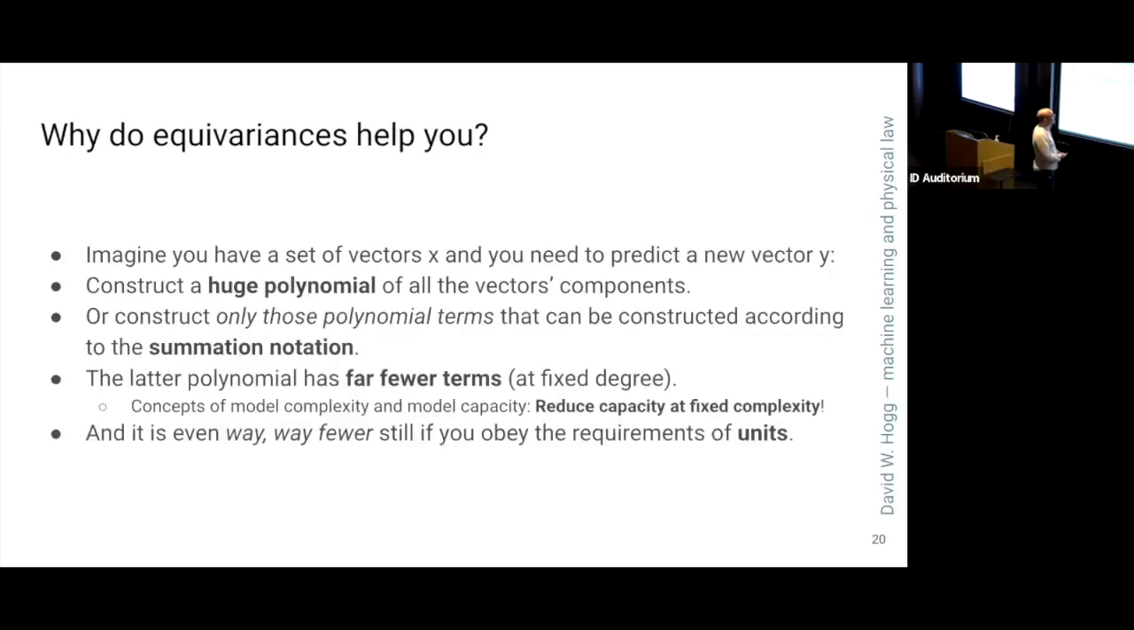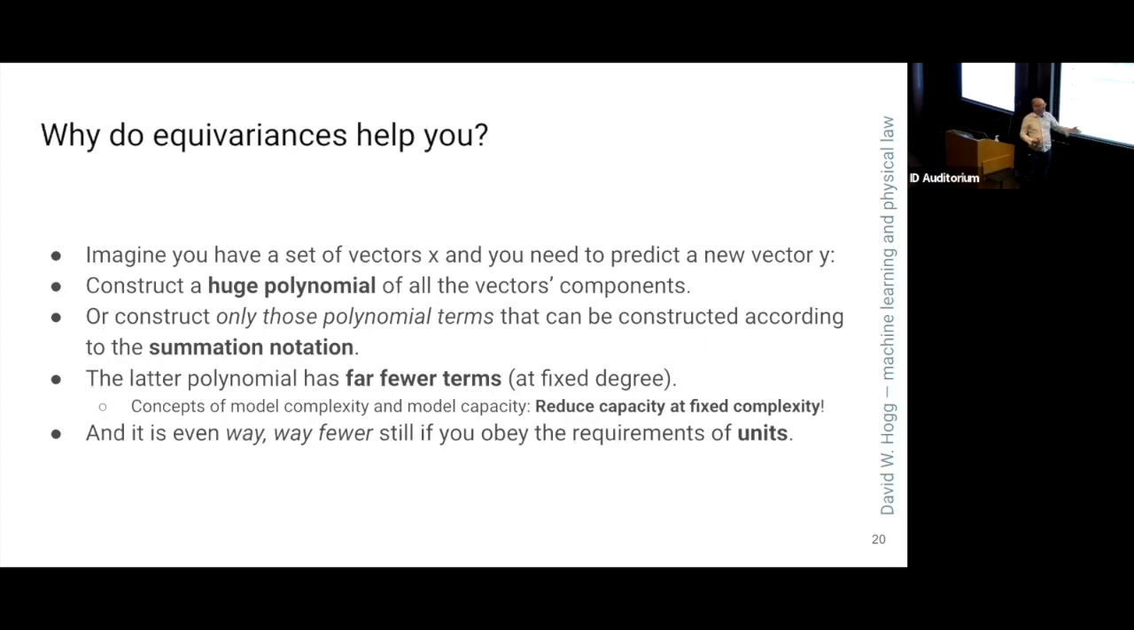Okay, good. So why would it be helpful to encode equivariances? Why would it be helpful to build a data analysis system that was exactly equivariant to some symmetries that you think are happening? There's a lot of reasons.